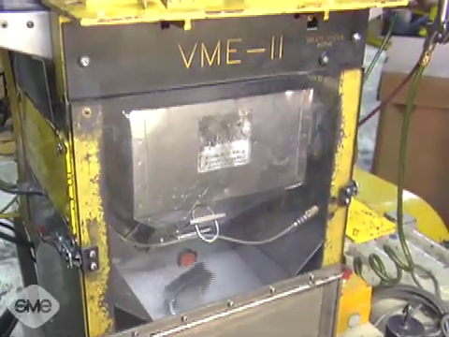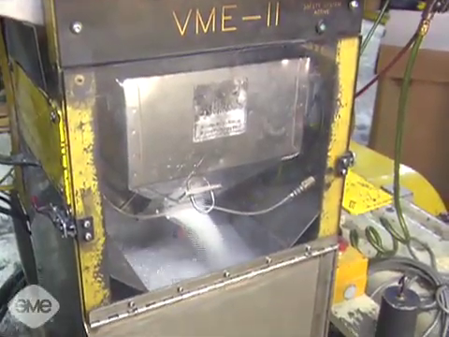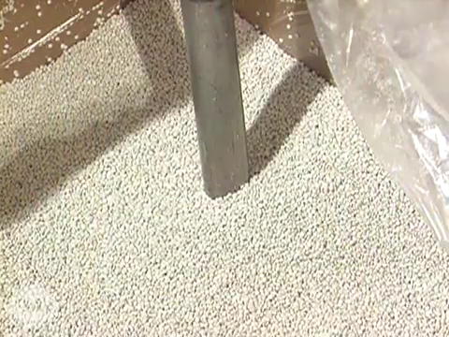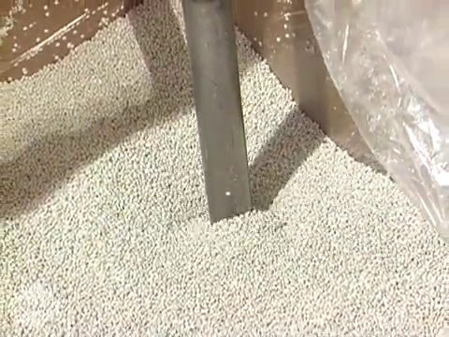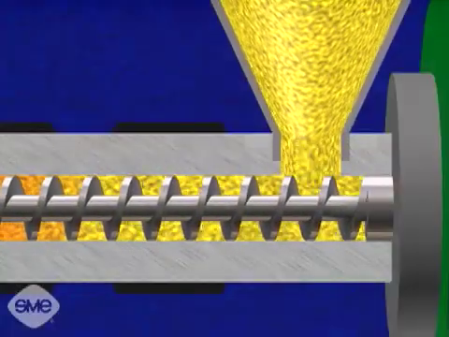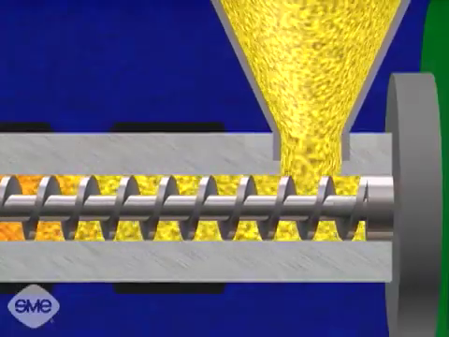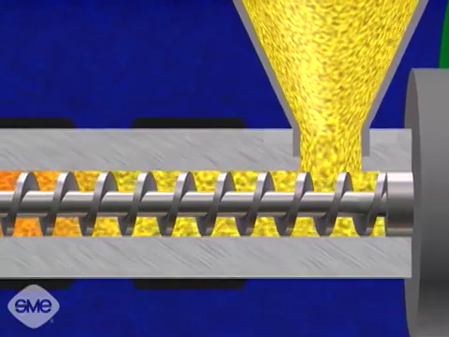Thermoplastic feedstock is fed to the feed barrel from the hopper. Hoppers are typically vacuum-fed automatically, but may be filled manually. As the feedstock enters the feed barrel, it is driven forward by the rotation of the screw.